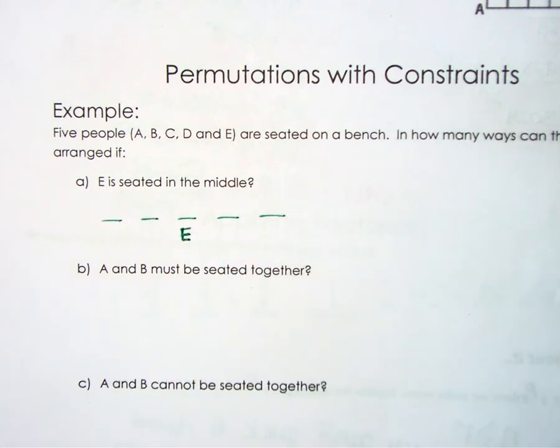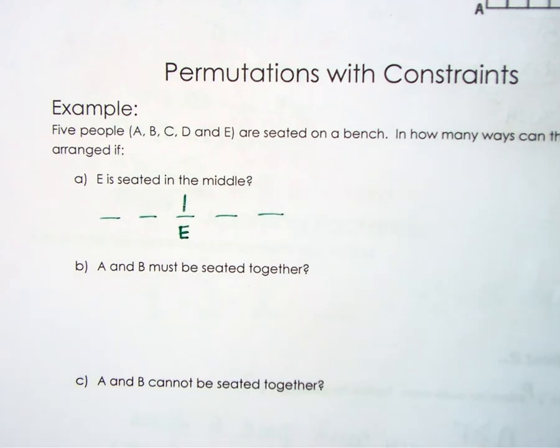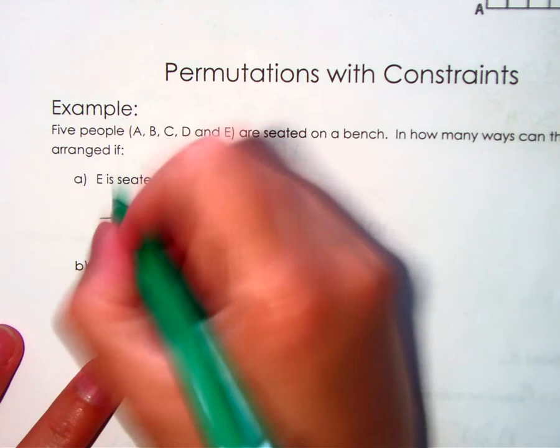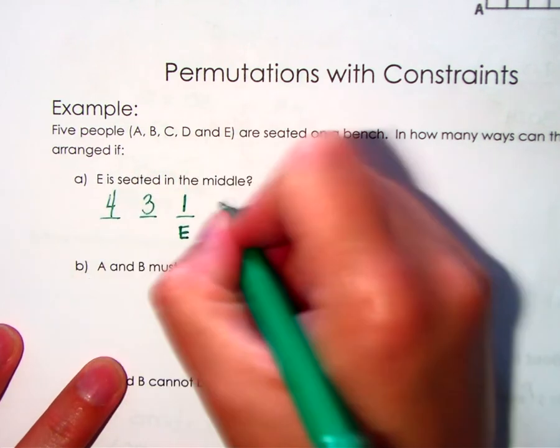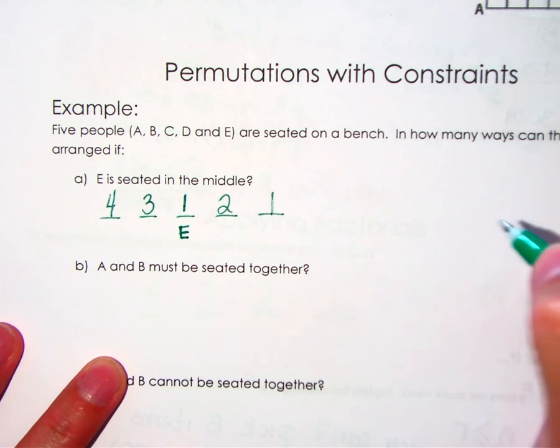Okay, how many E's do I have? 1. So for E, I only have one choice in the middle. Sometimes it's easier to do it with dashes to put your restrictions in so you can see them. And then does it matter the rest of them? So how many letters do I have left over? 4. So it's going to be 4, 3, 2, 1. So how many ways?